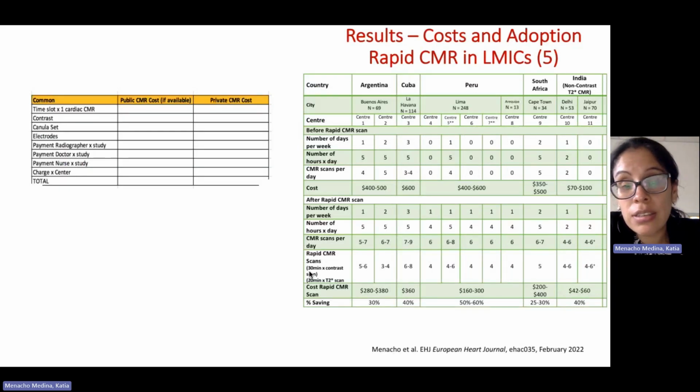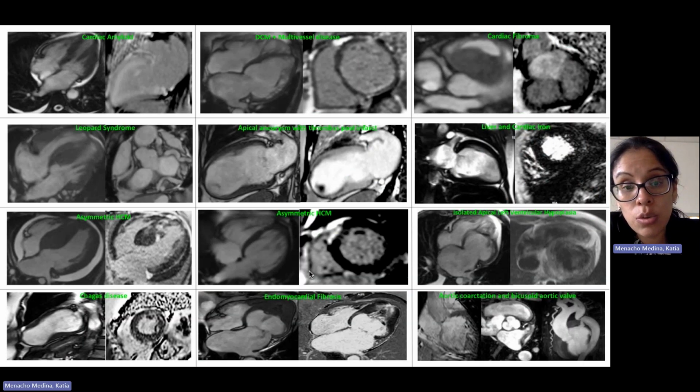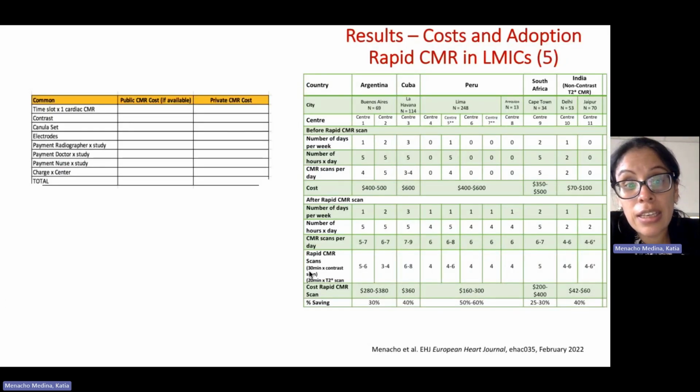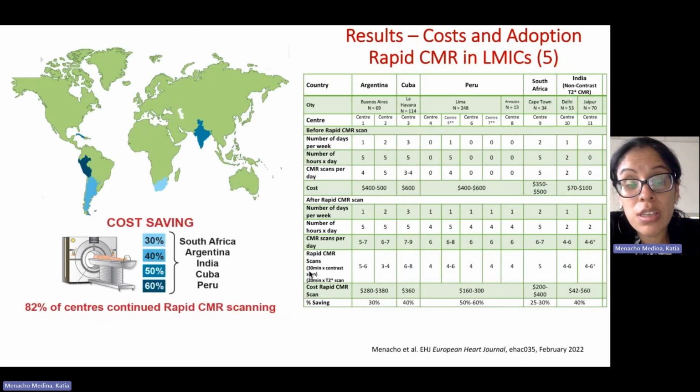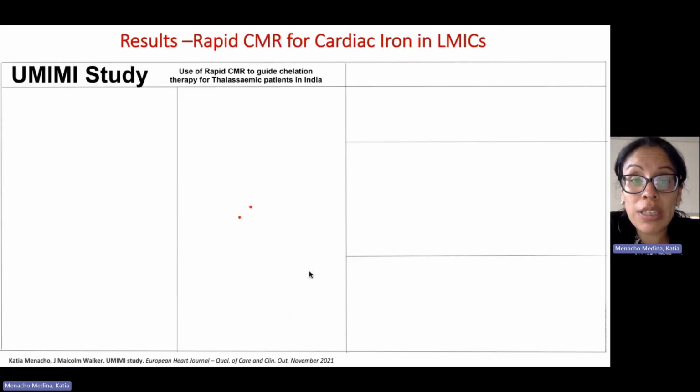And here are several examples of the use of this cardiac MRI unit to make a different diagnosis. And the overall impact also in savings. You can see here that in the 5 participant centers, before and after the intervention, based on the number of hours that they allocate for CMR per week and the number of scans that they do during these slots, there was a potential reduction in cost between 30% to 60%. The positive is that until now 82% of the participant centers continue practicing CMR.